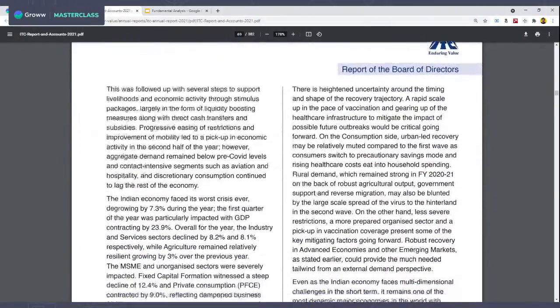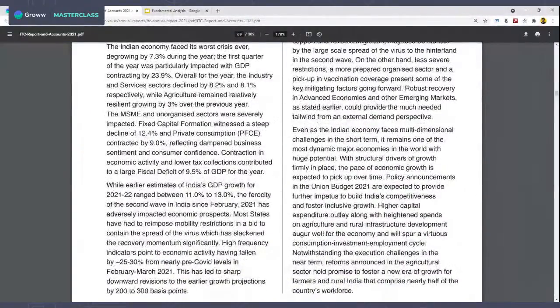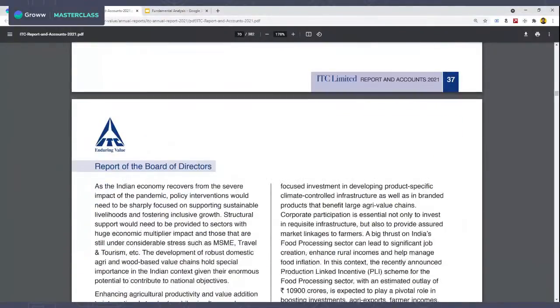So in this, it talks about the macroeconomic, right? It spoke about policy announcements and the union budget. Basically, it's telling exactly whatever happened in the last one year, right? How did it affect them indirectly or directly, right? So that is what they are saying. Now, if you go down slowly, you will see other stuff.